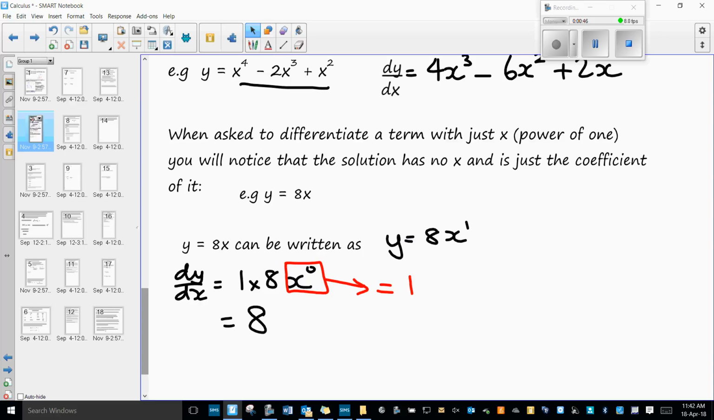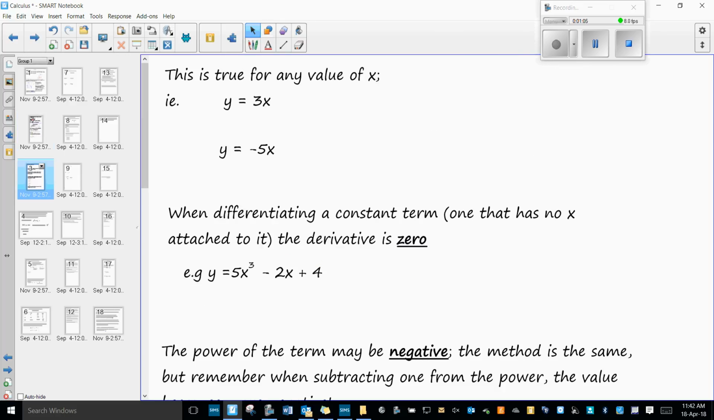All right, now you will find that this happens no matter what the coefficient is. So if your term happens to have just an x, all you do is drop the x. So the derivative of 8x is 8. I believe we've got some more examples here. So this is true for any value of x. So the derivative of 3x would be, what would it be? 3, and the derivative of negative 5x would be negative 5.